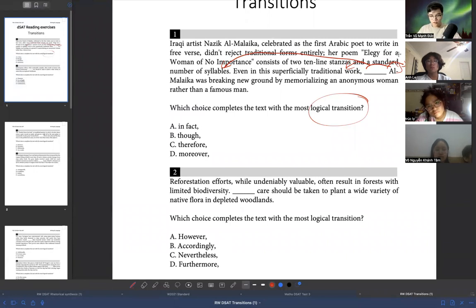Starting off with the first question, because this is not really unfamiliar to you guys, I'm going to ask you to do this right now. An, can you do the first question for me?